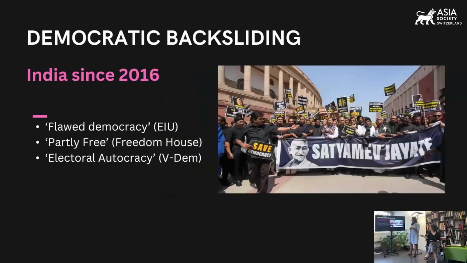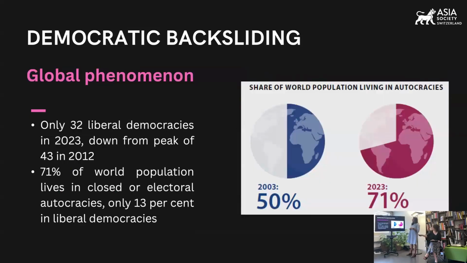There we go. And this narrative from the Indian government and political leaders is in a lot of contrast with this more global trend of identifying India as a flawed democracy or even an electoral autocracy since 2016, where we have observed this trend of backsliding. And this, if we go to the next slide, is actually not unique to India.